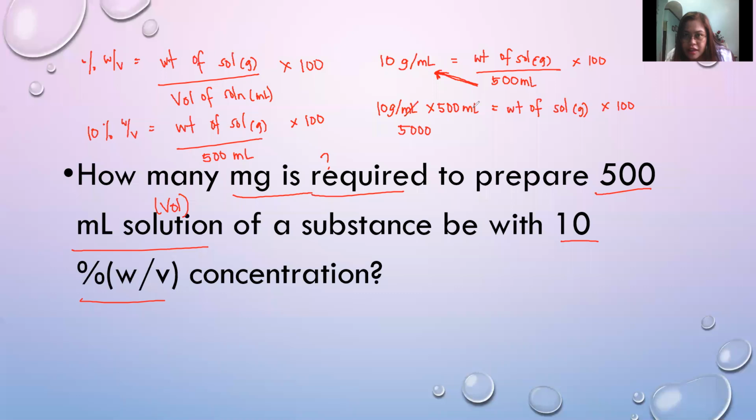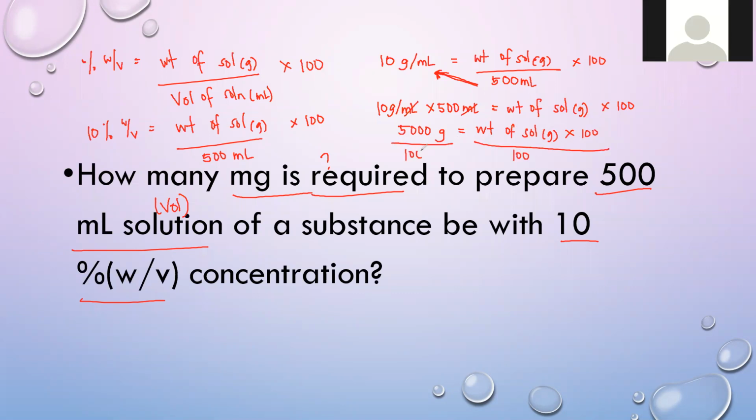Take note, makancel ang ml class. So, ang maiwan na unit is in grams. Equals weight of solute in grams times 100. So, you need to get rid of this 100 para ma-isolate mo si weight of the solute. Divided by 100 both sides. Therefore, makancel ang 100 dito. So 5,000 divided by 100, it's 50 grams.